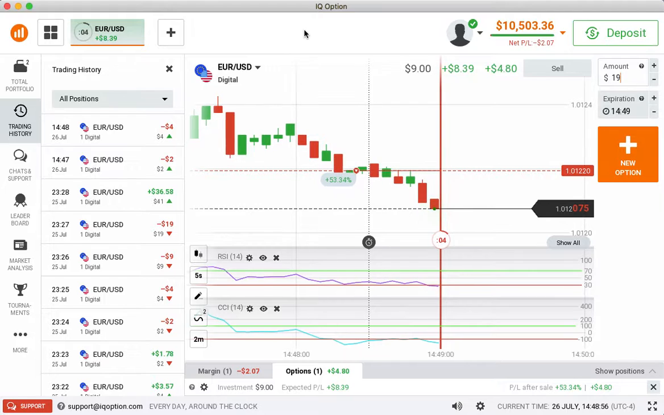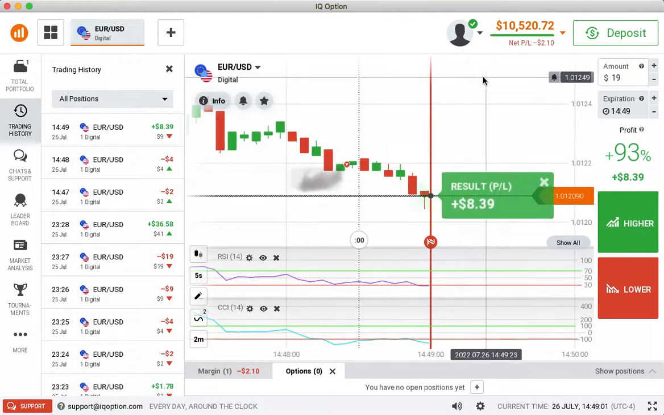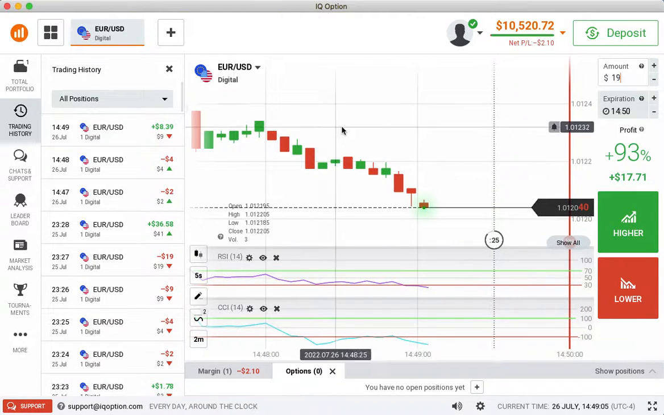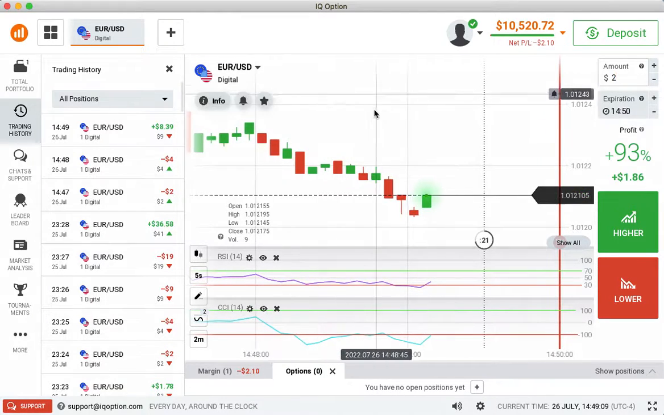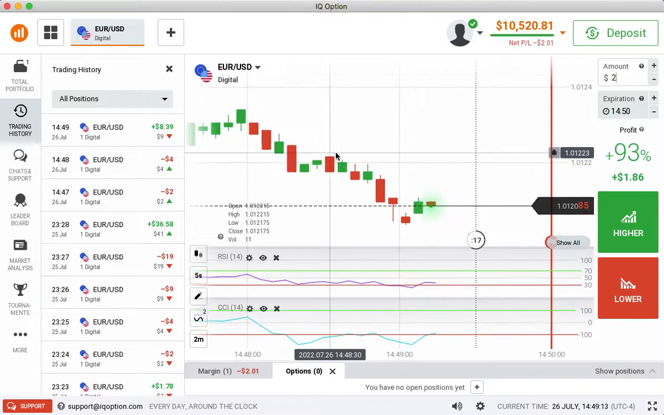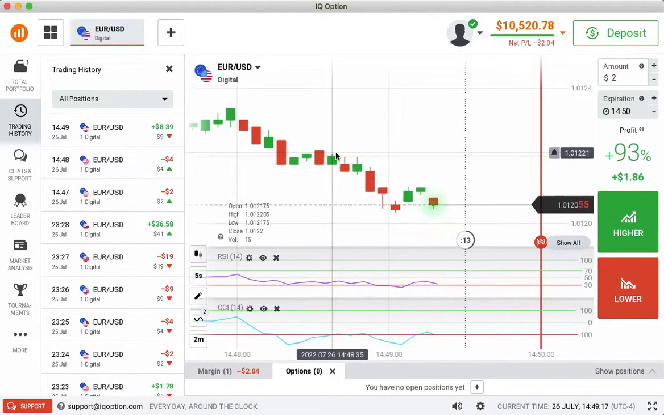This trade won, so the rally won. 4 and 2 is 6. We make $8.39, which is $2.39 profits. So we go back down to 2 and we trade, right? The infinite trading method, it works, it's great, it's amazing, right?